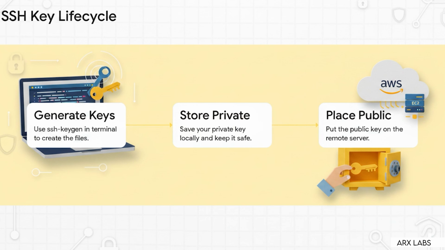Fun fact, when you launch a brand new EC2 instance in AWS, AWS actually takes your public key and bakes it right into the server for you during setup. You keep the private key, the server keeps the public key, and you are officially ready to connect.